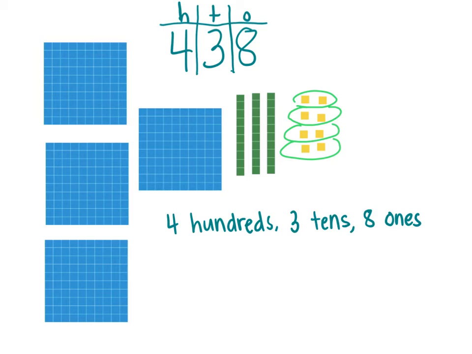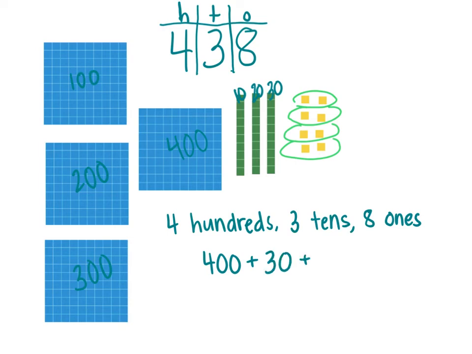So if we said 4 hundreds, that's the same thing as saying 400. So remember, we have 100, 200, 300, 400. Plus 3 tens. 10, 20, 30. So that's plus 30 plus our 8 ones. And what does that equal? What's the number in standard form? 438.